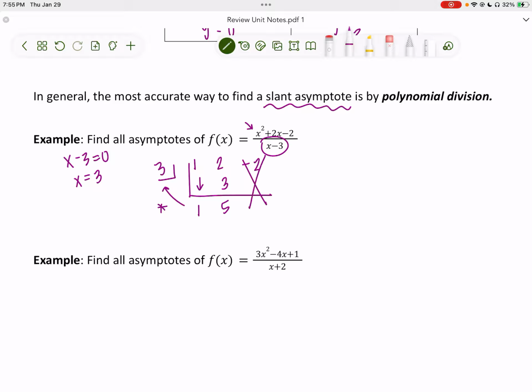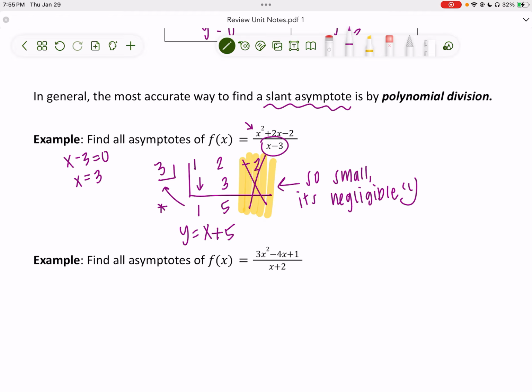But really, this column is irrelevant. This is so small, it's negligible, so you can ignore it. All we want is y equals x plus, right? Everything drops power. This right here is your slant asymptote. It's a line. It's always going to be a line when we're doing these.